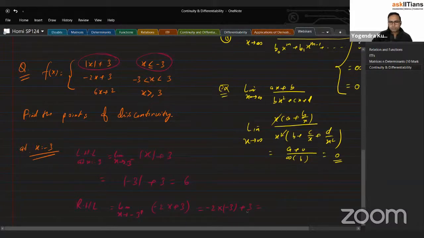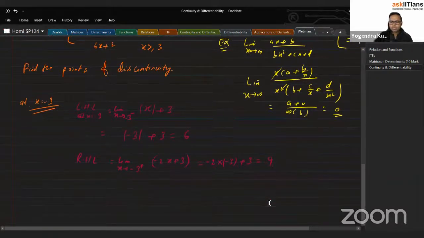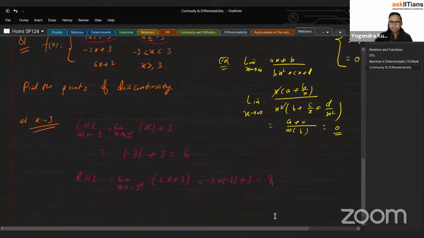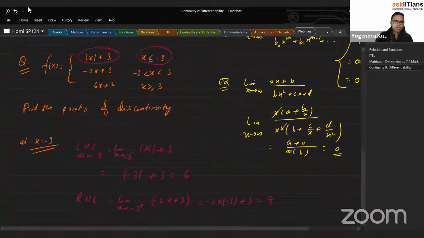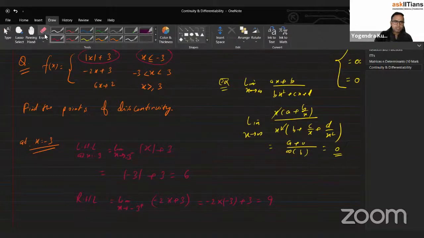-2, what it is, it is becoming 9, right? So what does it mean? That it is discontinuous, right? Suppose in the question, I think in the question they were asking to do this.